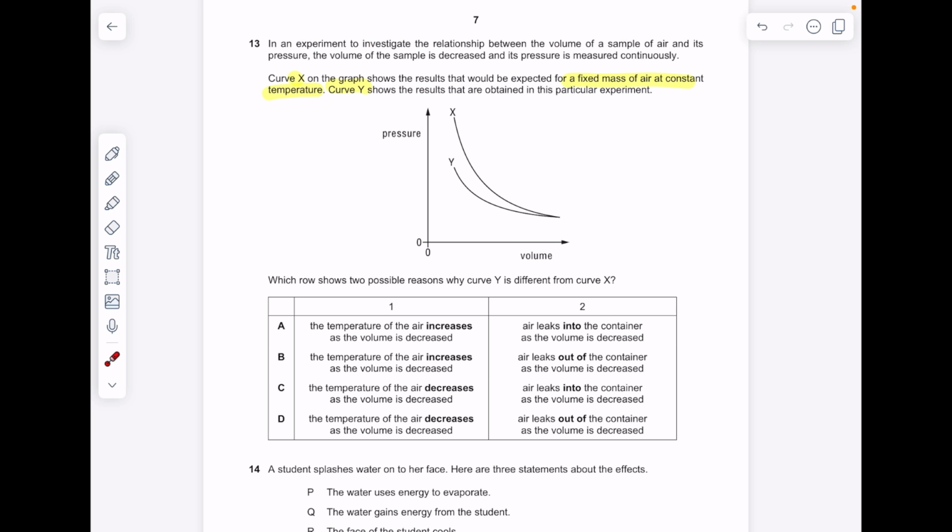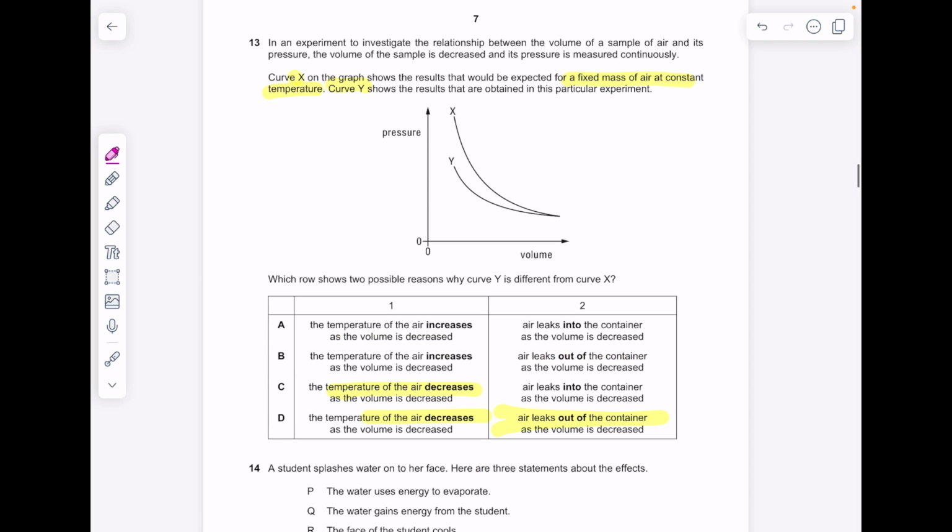Okay, the first thing I want to consider is the effect of temperature, because look at these options over here, they're all to do with temperature. Clearly, when you lower the temperature, the particles have less kinetic energy, they collide with the walls of the container with less force, therefore reducing the pressure, because pressure is force over area. So one of the reasons for that lower pressure could be because the temperature has decreased. And then what's another reason why the pressure may have reduced? Simply because some of the air has leaked out, which is why D is the correct answer.